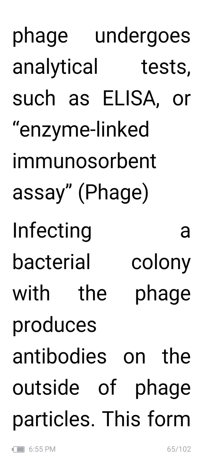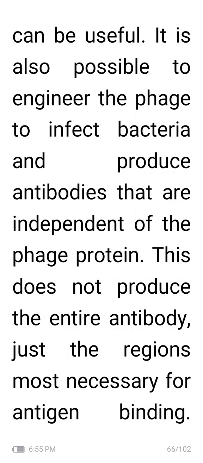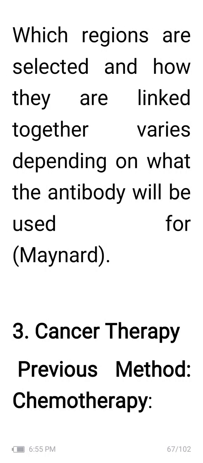Infecting a bacterial colony with the phage produces antibodies on the outside of phage particles. This form can be useful. It is also possible to engineer the phage to infect bacteria and produce antibodies that are independent of the phage protein. This does not produce the entire antibody, just the regions most necessary for antigen binding. Which regions are selected and how they are linked together varies depending on what the antibody will be used for.